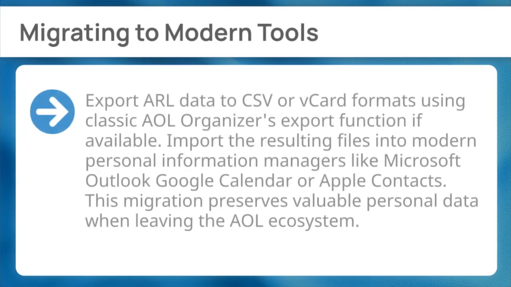Next, migrating to modern tools. Export ARL data to CSV or vCard formats using Classic AOL Organizer's export function if available. Import the resulting files into modern personal information managers like Microsoft Outlook, Google Calendar, or Apple Contacts. This migration preserves valuable personal data when leaving the AOL ecosystem.